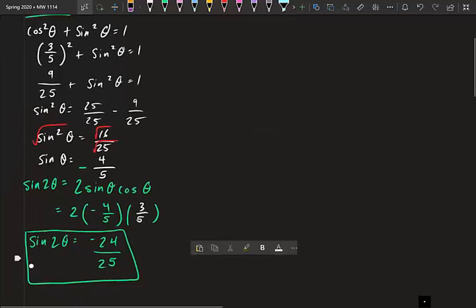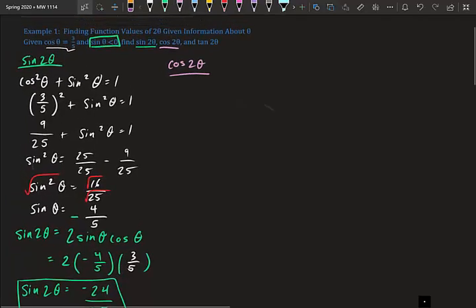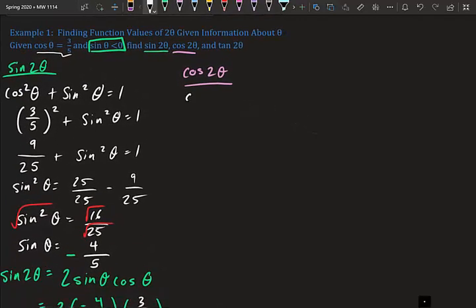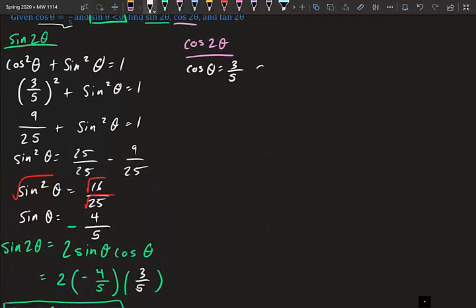Now, we need to go ahead and move on to find our cosine 2 theta. In order to find cosine 2 theta, let's figure out what we actually already have. We're given that cosine theta equals 3 over 5. And we also found sine. We have sine theta equals negative 4 over 5. So those are the 2 values that we know.